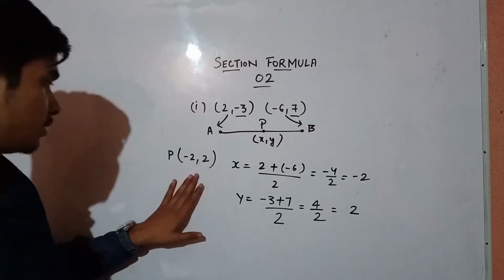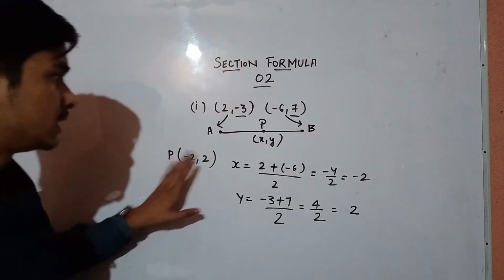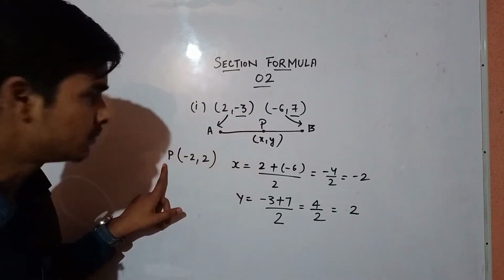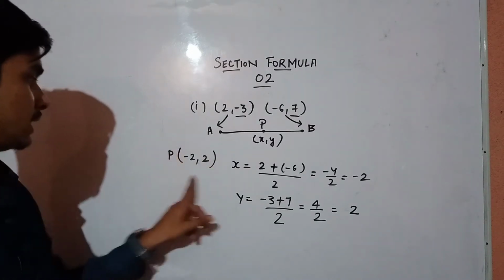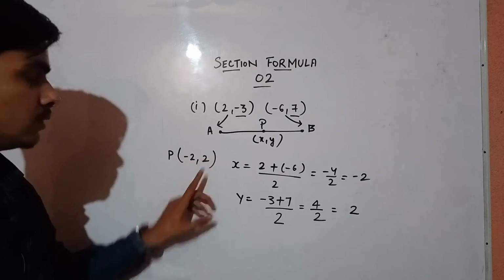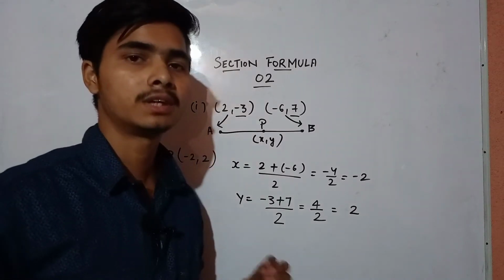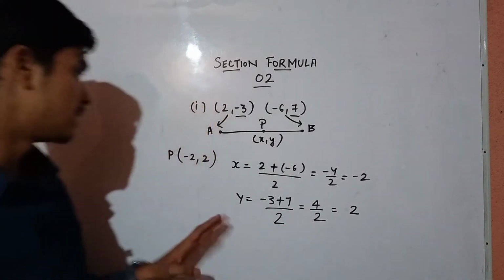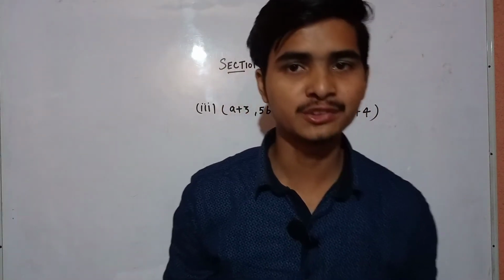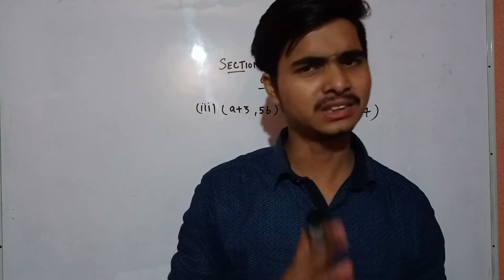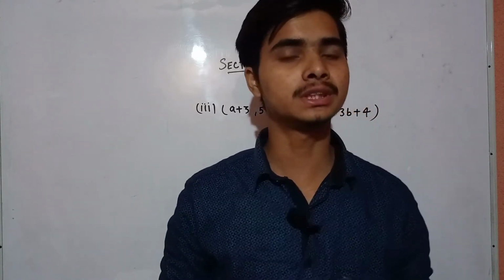and please follow this order only. Whatever the point name is doesn't matter, but whatever the coordinate is, write it inside a bracket as x comma y. Whatever the value of x and whatever the value of y, write it in this manner only. Okay, so we have solved the first question. Now it's time for the third. I hope you will be able to solve the second question.